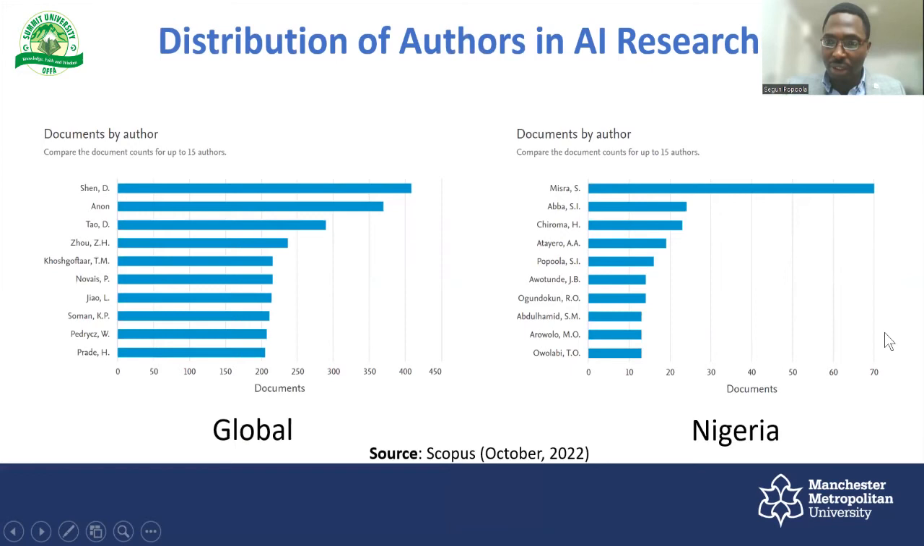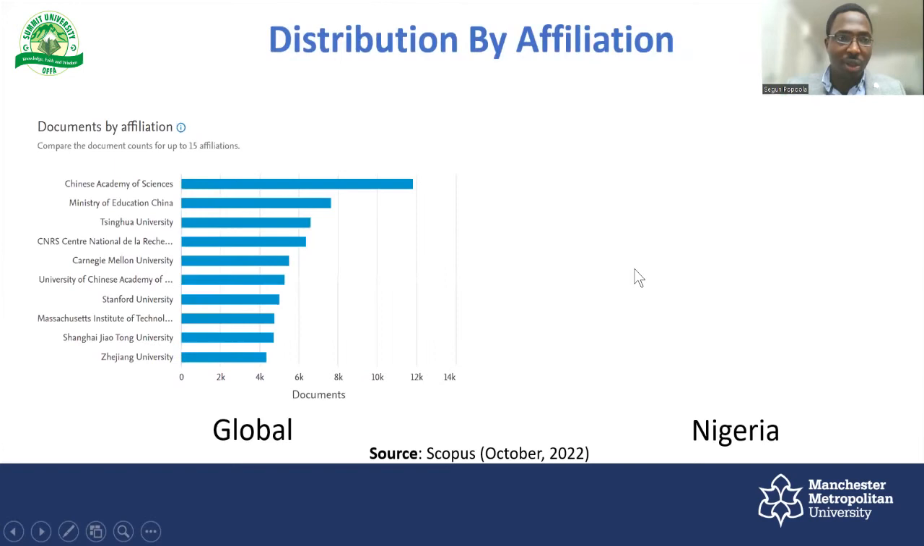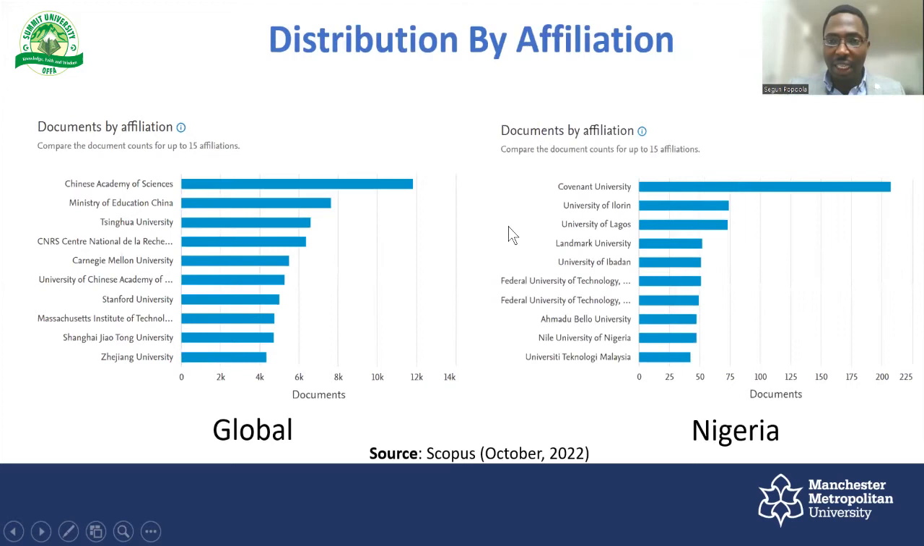Distribution by affiliation: who are the institutions that are leading AI research globally? These are the institutions. We discovered that the Chinese Academy of Sciences is leading in this area. In Nigeria, currently, Covenant University is the leading institution in AI research, looking at these metrics, with over 200 publications already that are related to AI, followed by University of Ilorin, University of Lagos, Landmark University, University of Ibadan, and so on and so forth.